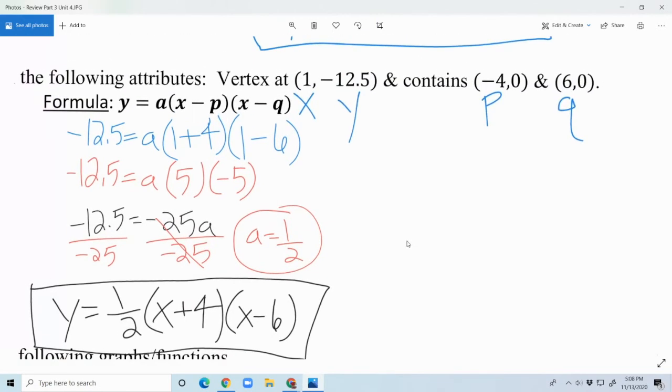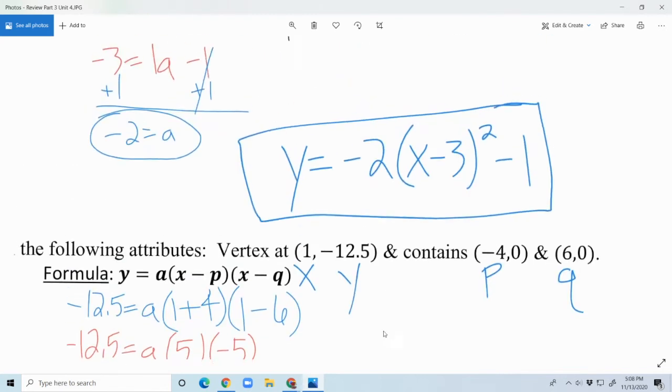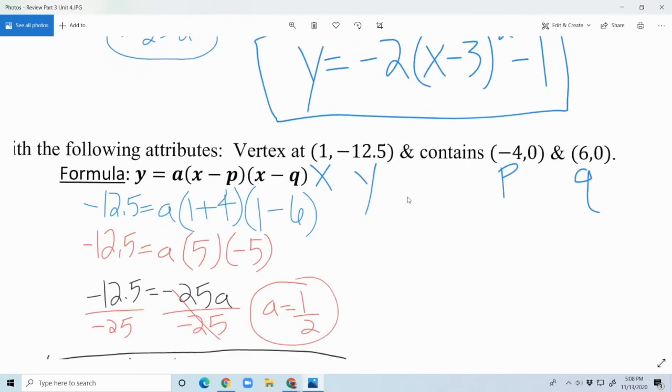Okay? So sometimes you can just eliminate answer choices by what the p and q have. So like if these were different numbers for p and q, then you automatically know it's wrong without even having to figure out what a is. Same thing with the vertex form. That's just a test-taking strategy there.